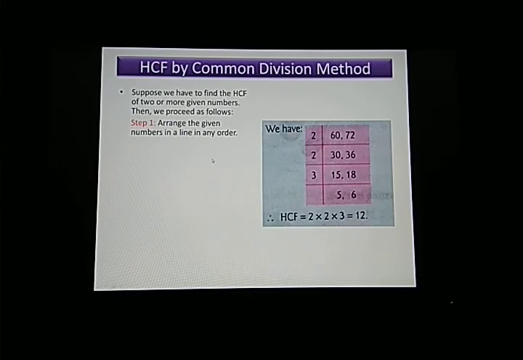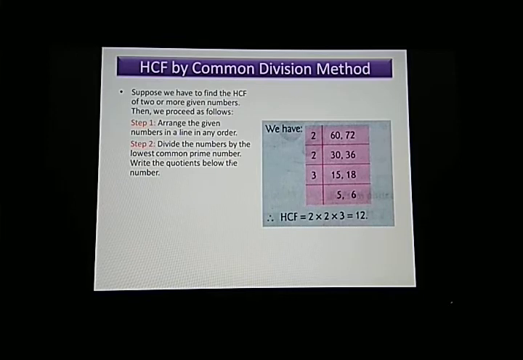Now the next step is to divide the numbers by the lowest common prime number. Here also prime numbers are taken into consideration. Whatever factors we get, all will be prime. So the lowest common prime here is 2. We will divide by 2 since both are divisible by 2. So we get 30 and 36. Then again we repeat the same procedure. 15 and 18 are not divisible by 2, so the next lowest prime number will be 3. We divide by 3 and get 5 and 6.